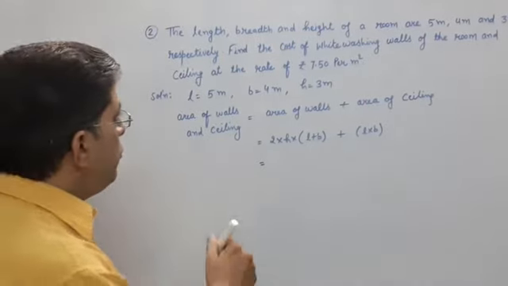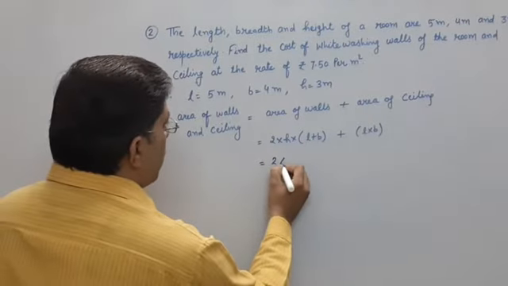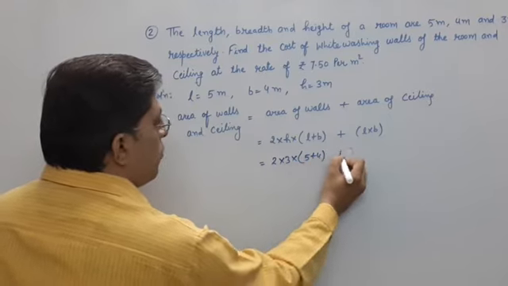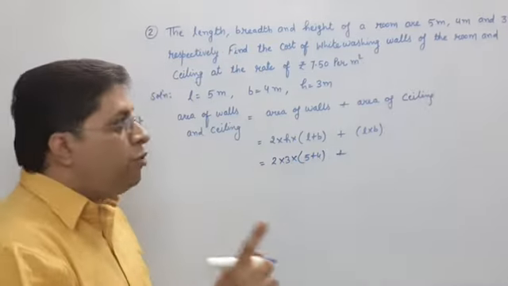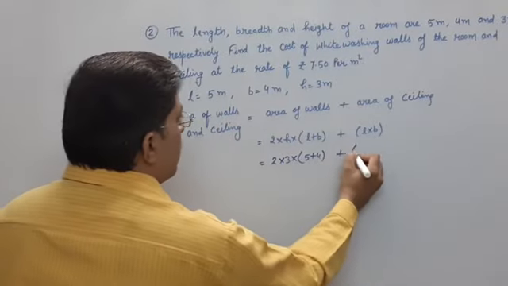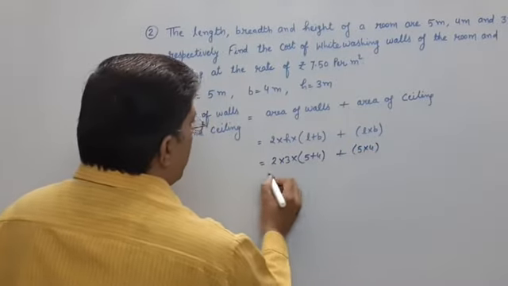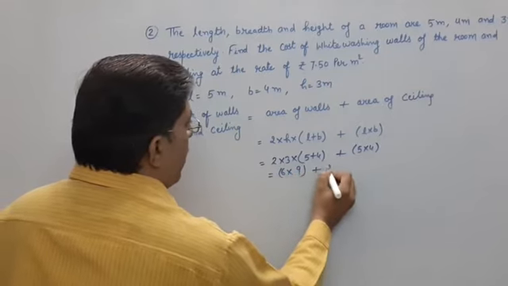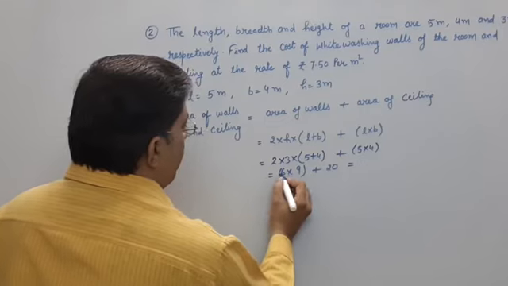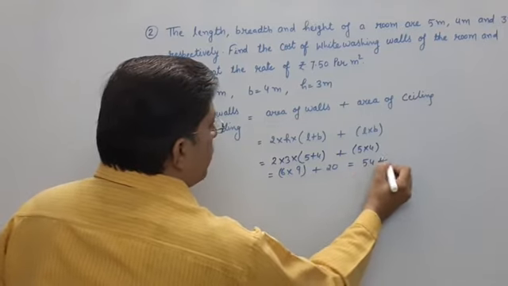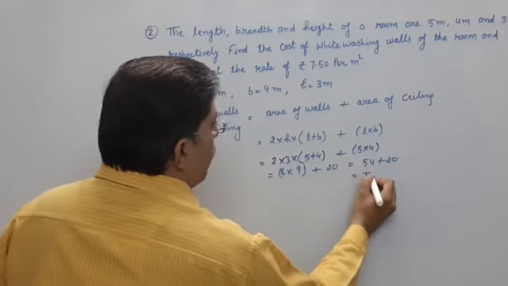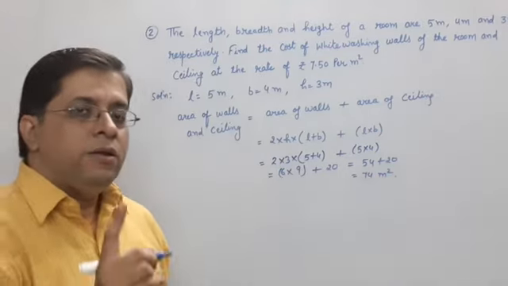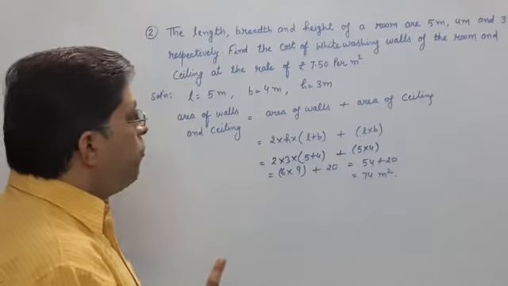Let us put the values. 2 into H, where H is 3, into L plus B, 5 plus 4. L into B is 5 into 4. Then 2 into 3 is 6, 5 plus 4 is 9, and here it is 20. Then 9 sixes are 54, plus 20, you will get 74 meter square. After that you have to find the cost of whitewashing.